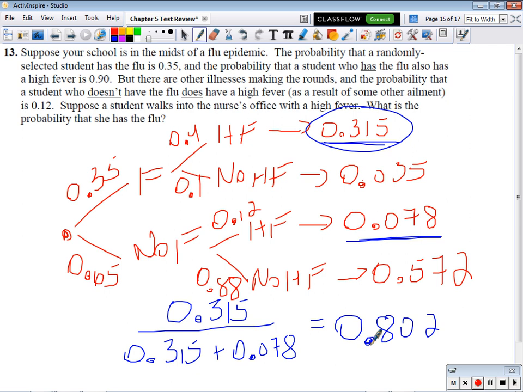So that's a good look at a tree diagram type question with that there.